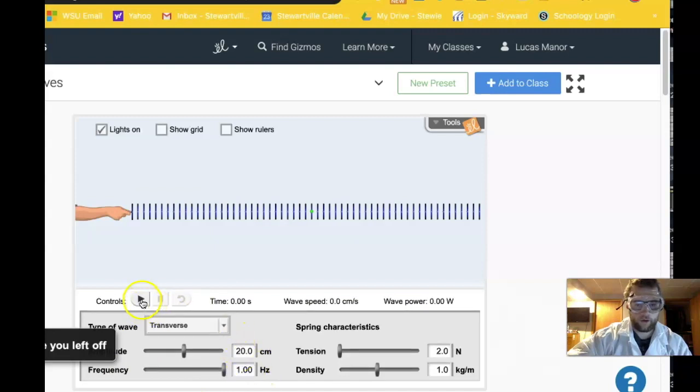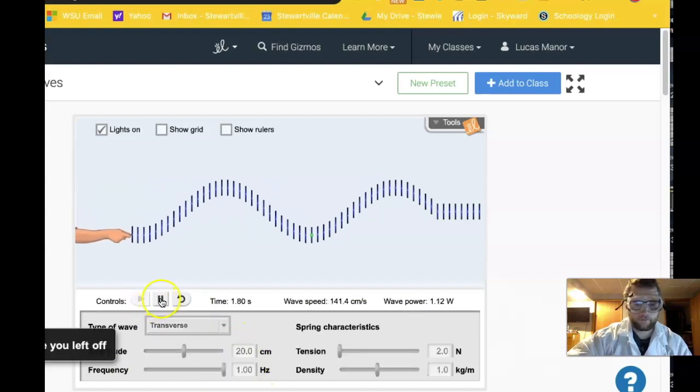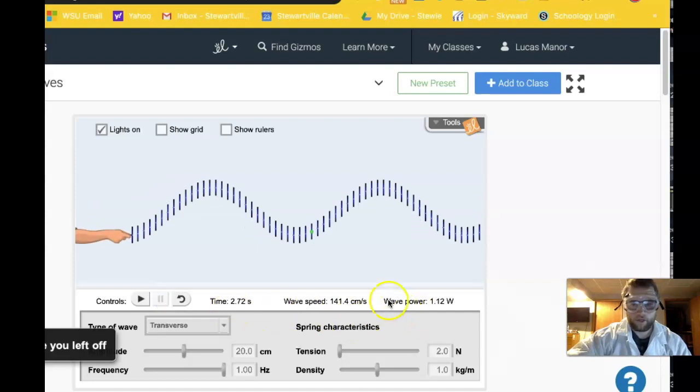We're going to hit reset, and we're going to put our hertz up to 1, all the way up to 1. We're going to hit play. And we see our power for the fourth one down on our table is 1.12 watts.